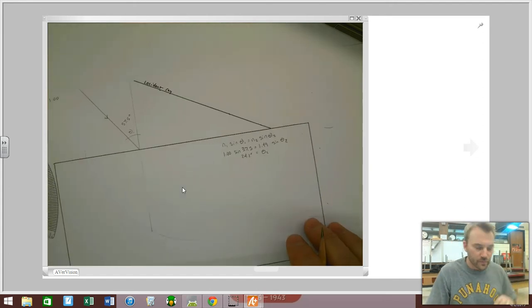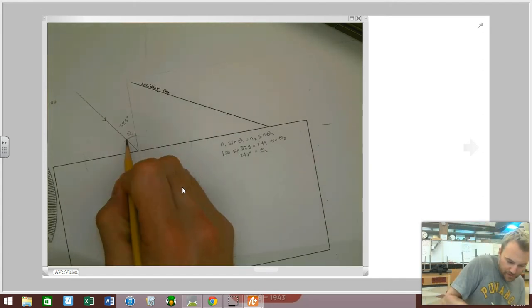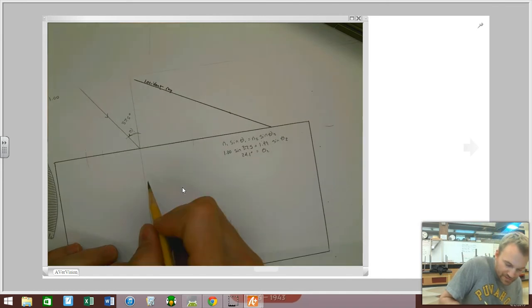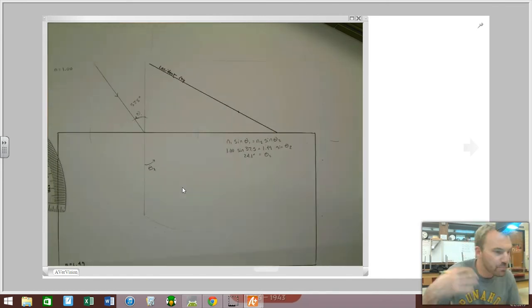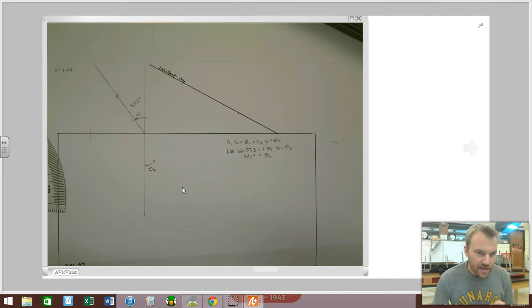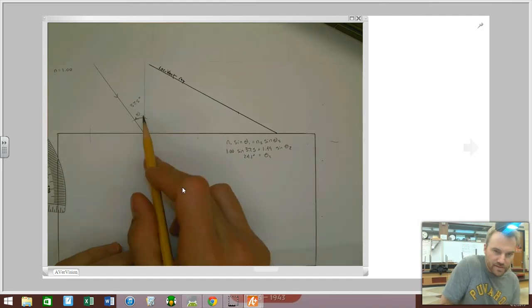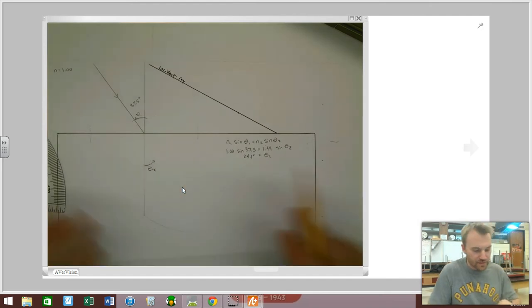Now, remember, theta 1 is on this side of the normal, so that means that theta 2 has to be on the other side of the normal. And this is a big mistake I see. I see it all the time: you put the angle on the wrong side of the normal. Theta 1 is on the left, so theta 2 is going to be on the right.